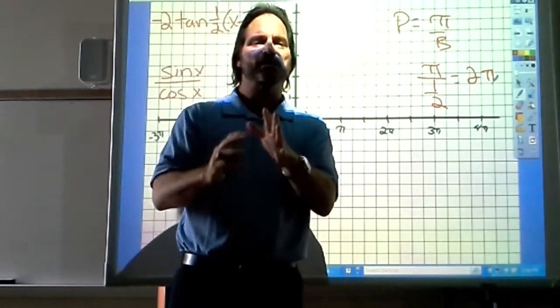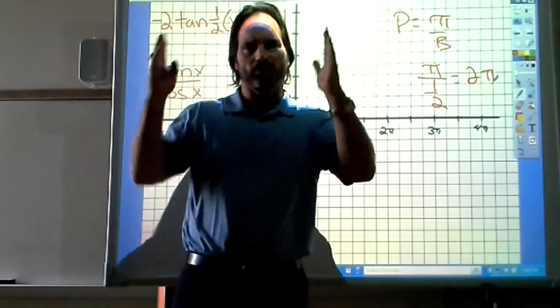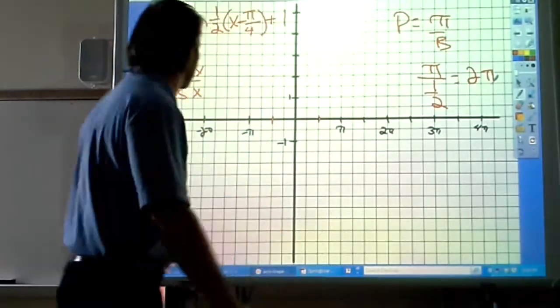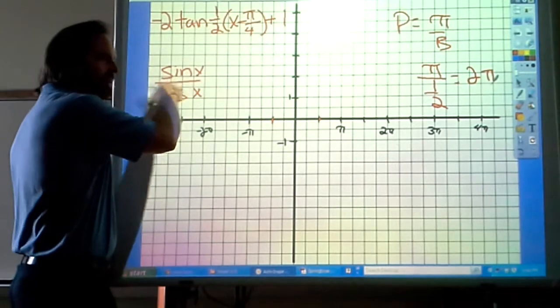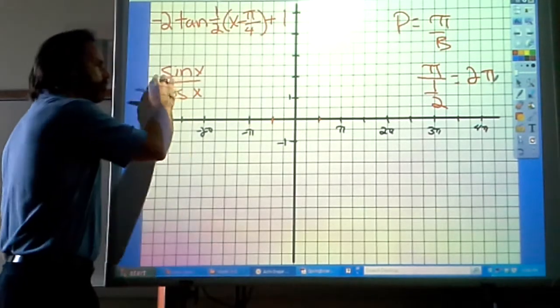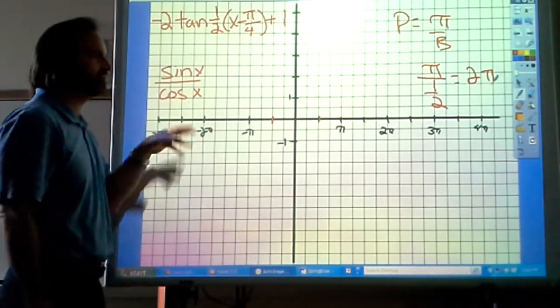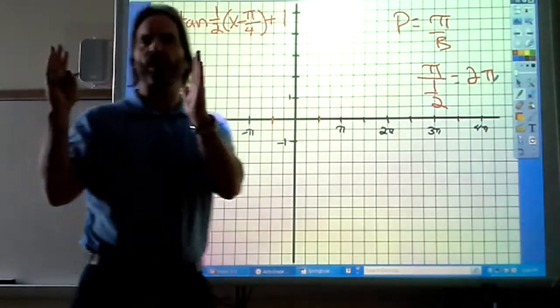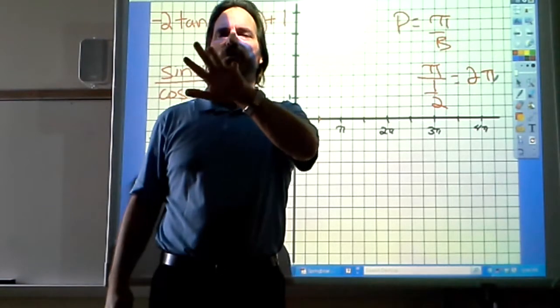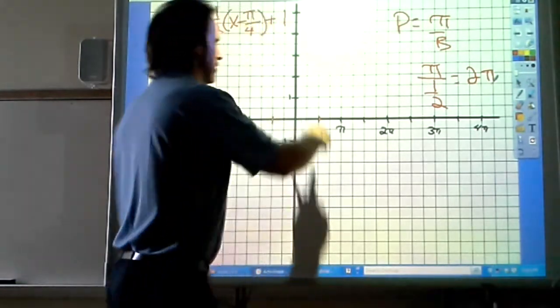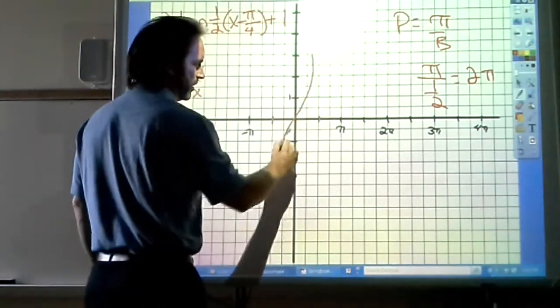Guess what else? What's always in the middle? 0. Sine is my numerator. I don't worry about the numerator at all. The numerator can have any values. All I worry about is the denominator not being 0. But in the middle of these graphs is always the 0 point, where we come down normally like so through here.